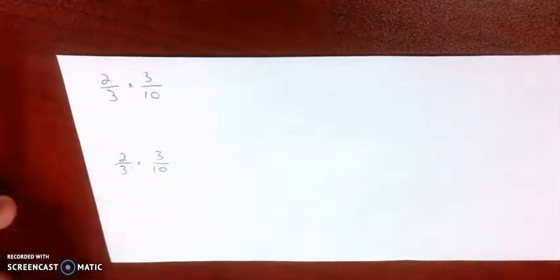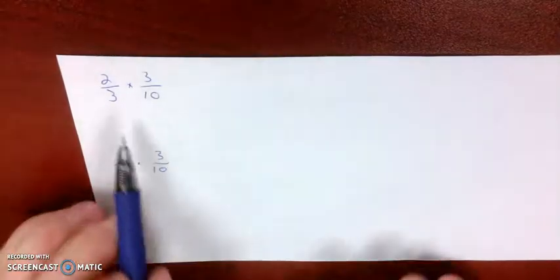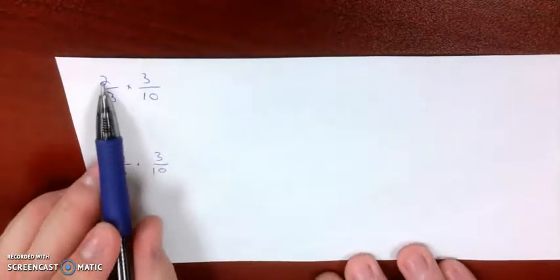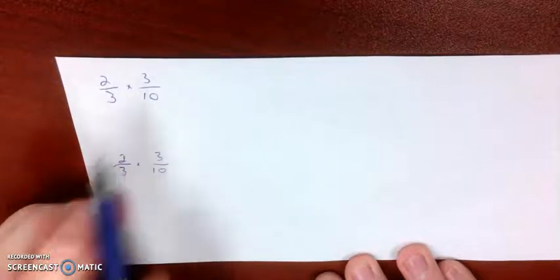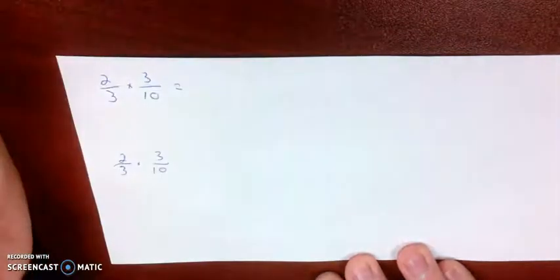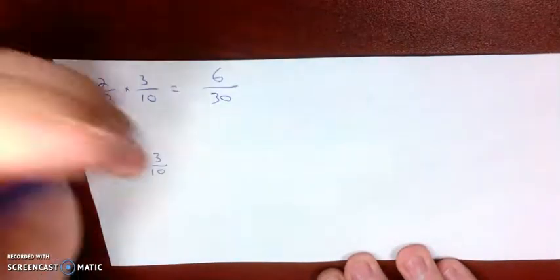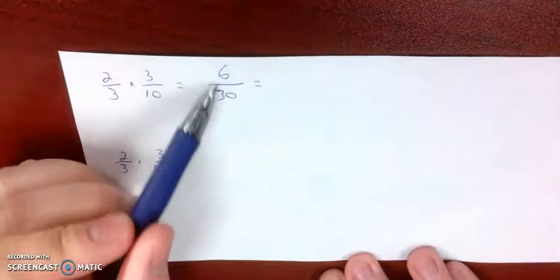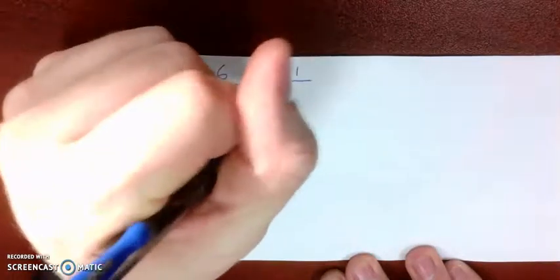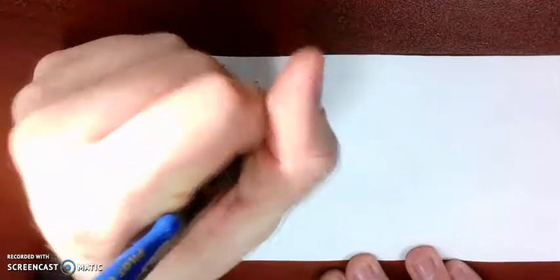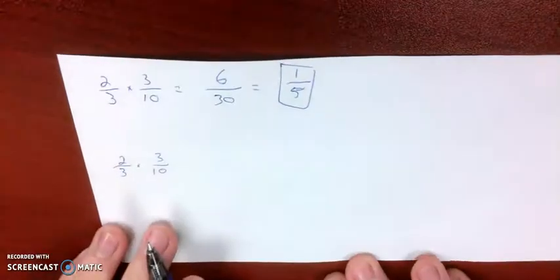There are two ways to think of this. So I have the exact same problem written twice. The first way to think about multiplying fractions is just multiplying straight across. Numerators times numerator, denominators times denominator. 2 times 3 is 6. 3 times 10 is 30. And then if you can reduce, you reduce. 6 over 30, those can reduce down by a factor of 6. And I'm left with 1/5. So that's one way to do it.